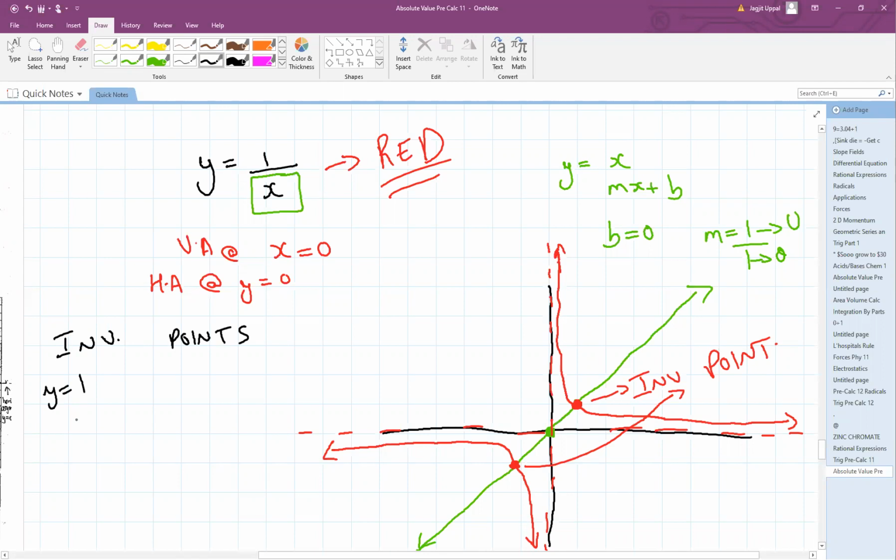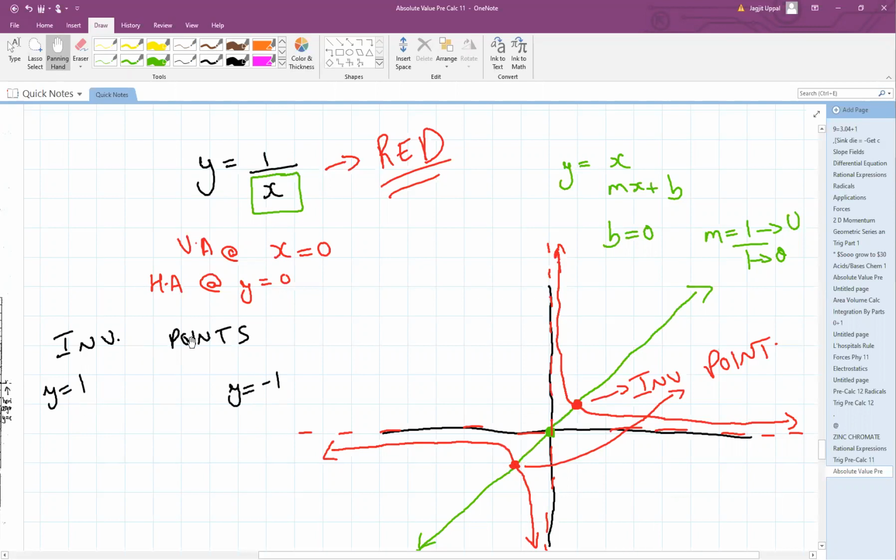1/1? Which is just 1. So did the point change? No. That's why it's invariant. Or when your y value is minus 1, what's the reciprocal of minus 1? 1/1. So which is minus 1. So you see these points are not going to change.